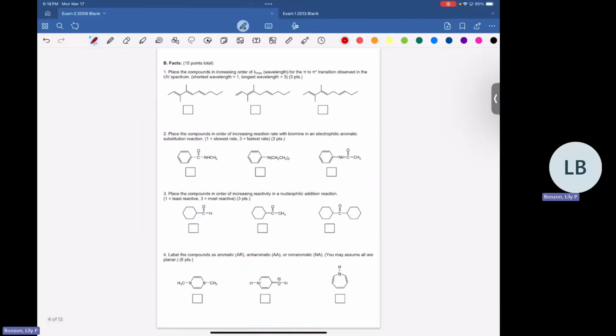All right, so moving on into facts. So this is an older exam, so it might look a little bit different, but I think generally the questions are the same. Did you guys get a frequency or wavelength question for conjugation on your first exam? No? Okay, so I'll go over this.